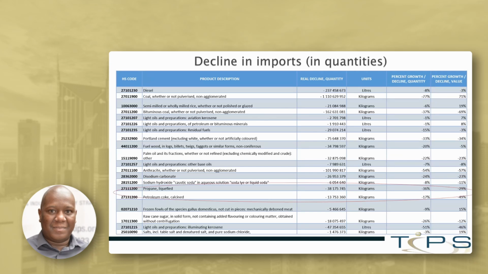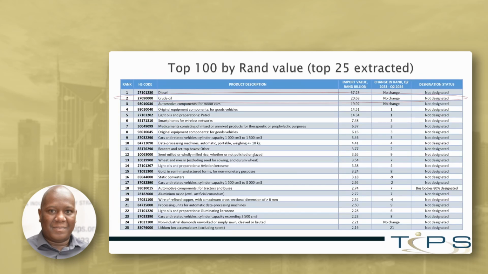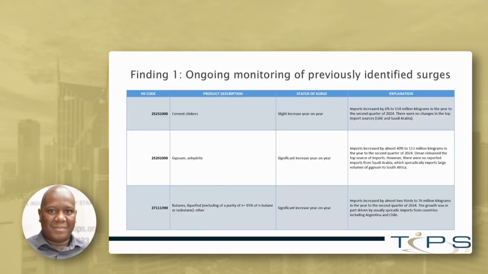As you can see, as I've highlighted here, there was a large decline in petroleum fuels. This included liquefied propane as well as petroleum coke. If we move on to the next slide by rand value, you can see it's in line with an increase in crude oil imports and local refining, with crude oil mainly coming from Nigeria with the 1 billion surge as I've highlighted previously.